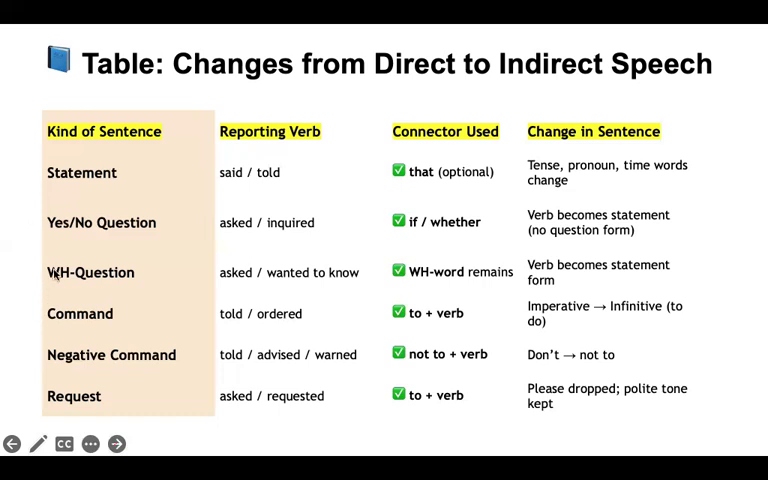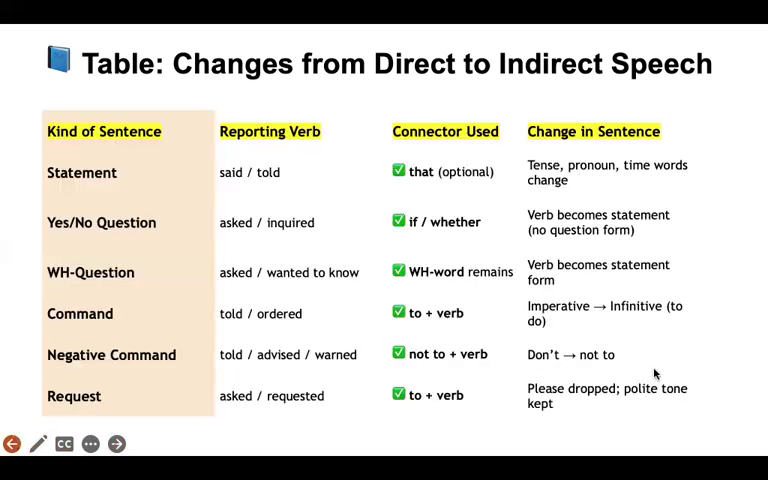We don't use that in the questions, neither in the imperative sentences, that is command and request. So it's missing over here, only that is in the statement. And in the questions, soon after the reporting verb, we have if, whether, and here we do not have anything. WH words remain. And in command and request or negative command or request, we need to plus verb, to plus verb, to plus verb. So the negative we need to have.